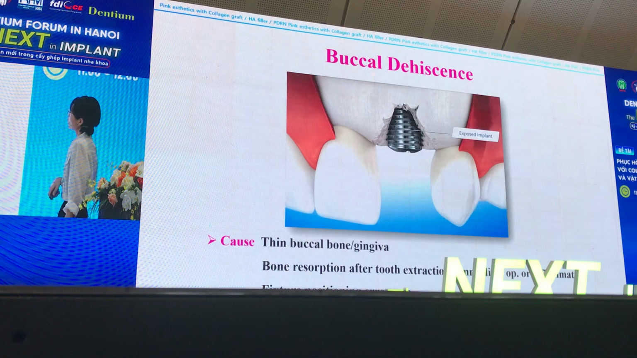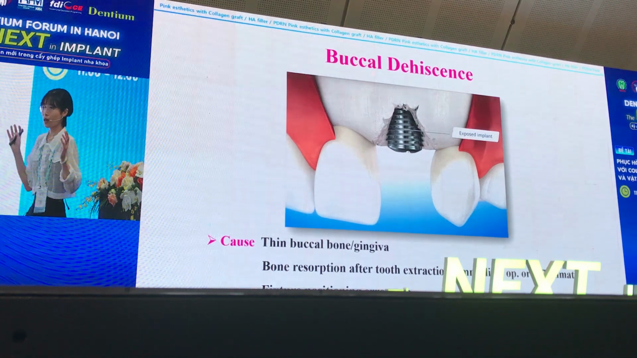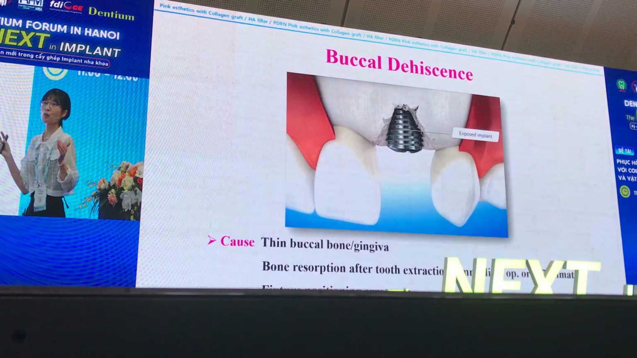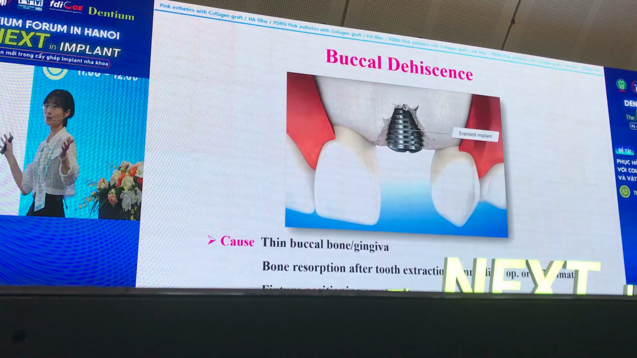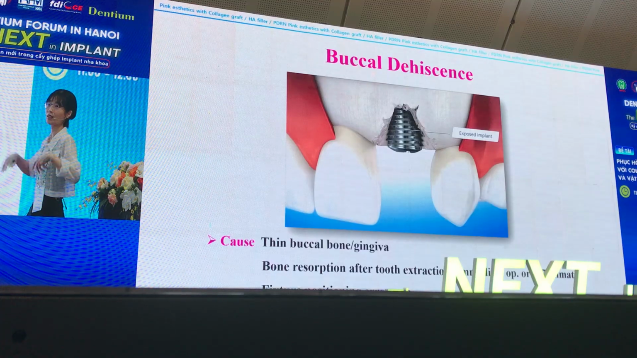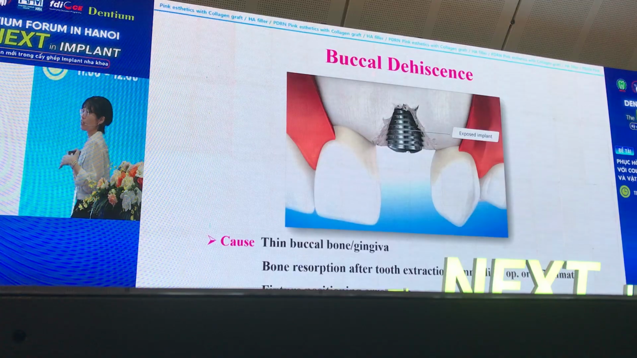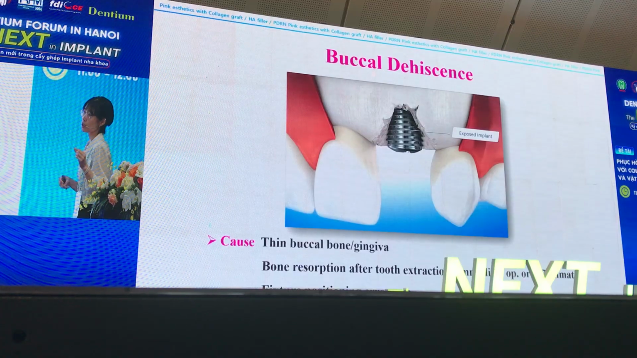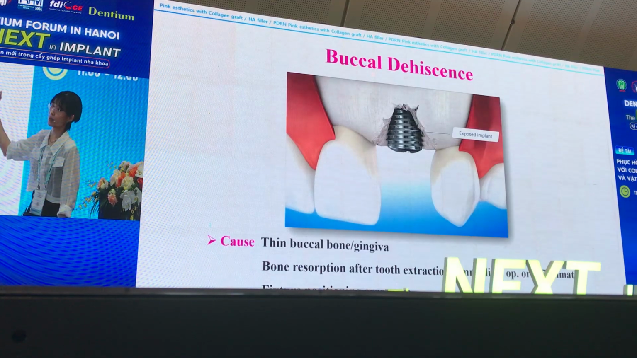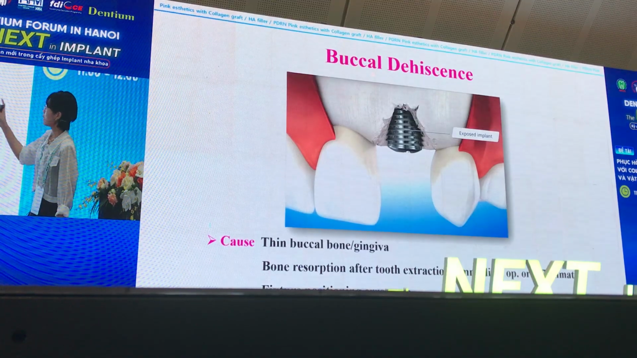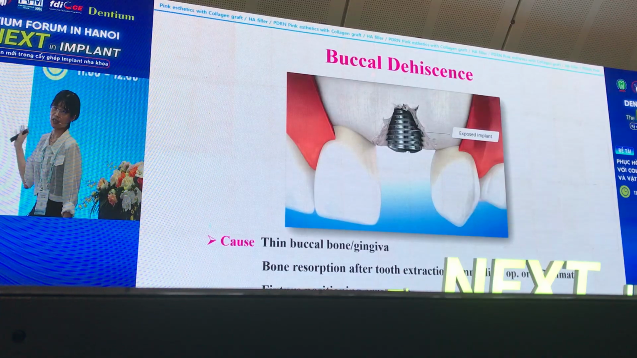In the case of immediate implantation, we always see the buccal bone when we place implants. But as time goes by, the buccal bone can disappear, right? It is much more likely in the case of very thin buccal bone. In that case, you can get buccal dehiscence like that, right? The reason is the thin buccal bone and also the thin gingiva.